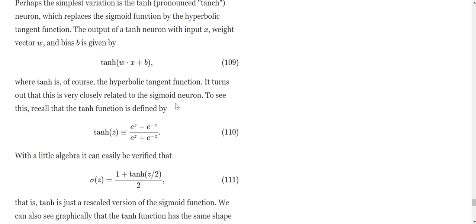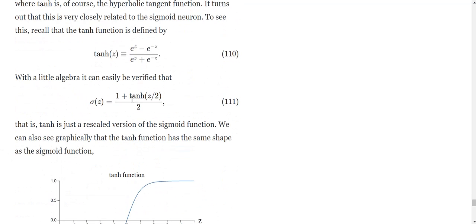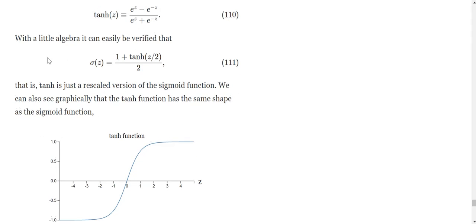It turns out it is very closely related to the sigmoid neuron. To see that, this is the formula for the hyperbolic tangent. So you see some reminiscence of sigmoid, because sigmoid was 1 over 1 plus e to the negative z, right? So you see there are e to the z terms here as well. With some algebra, and I leave this up to you to verify, you can show that the sigmoid of z is (1 plus tanh of z by 2) by 2, right? So there's a linear relationship between the two.